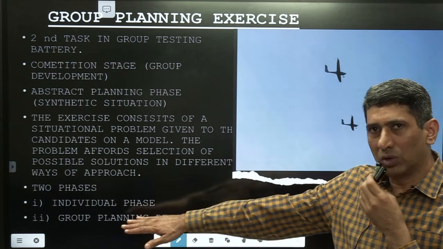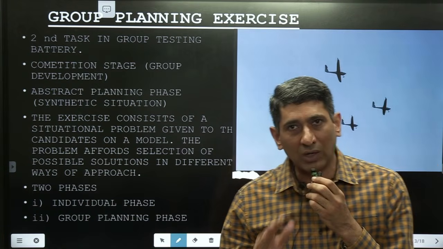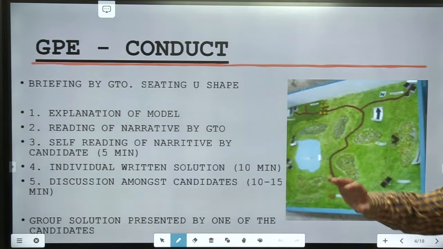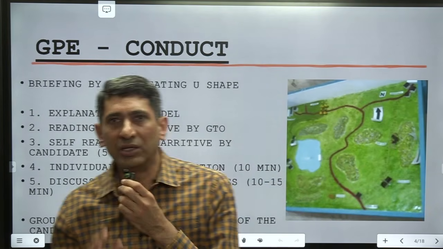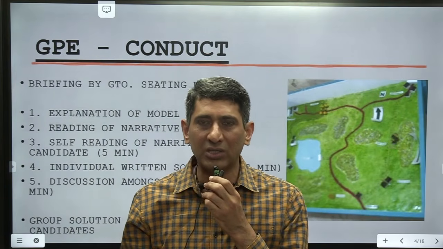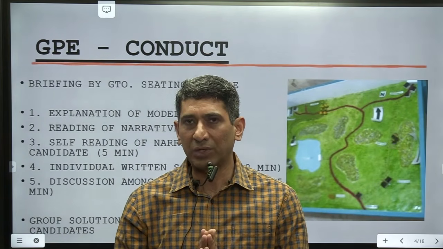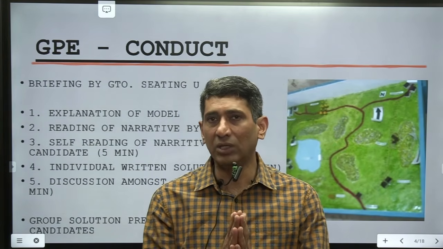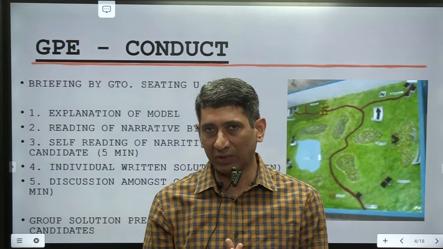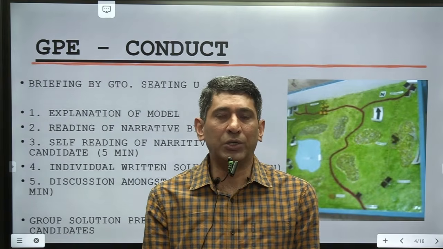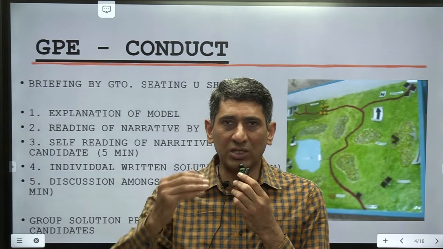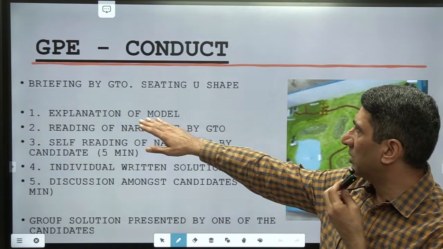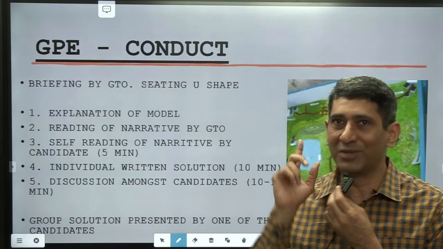Now, as I told you, it has got two phases, the individual phase and also the group phase. I will first explain to you the manner in which the GTO is going to conduct it. Initially, he will brief you. While he is briefing, kindly listen to the briefing carefully, and if you have any doubt in the conduct, you can get it clarified. He will basically let you know the stages in which he is going to conduct it. I will explain to you. The first stage will be explanation of a model, which will be done after he briefs you.